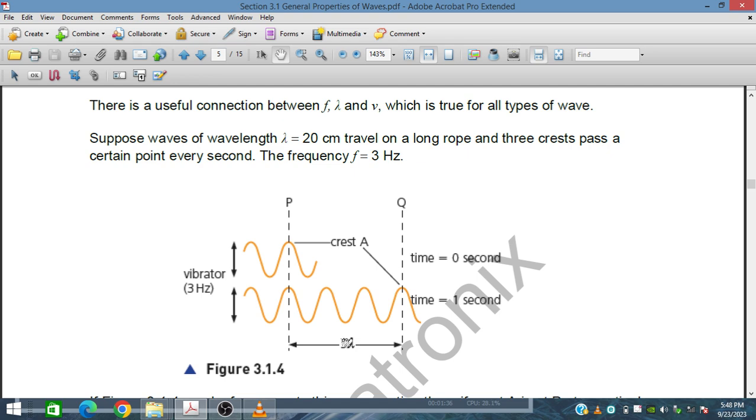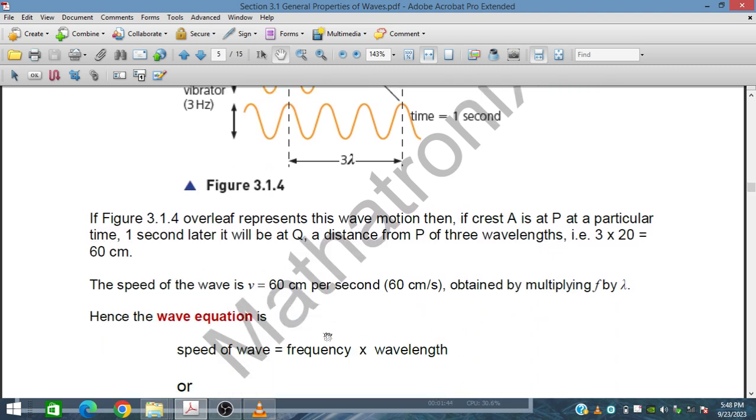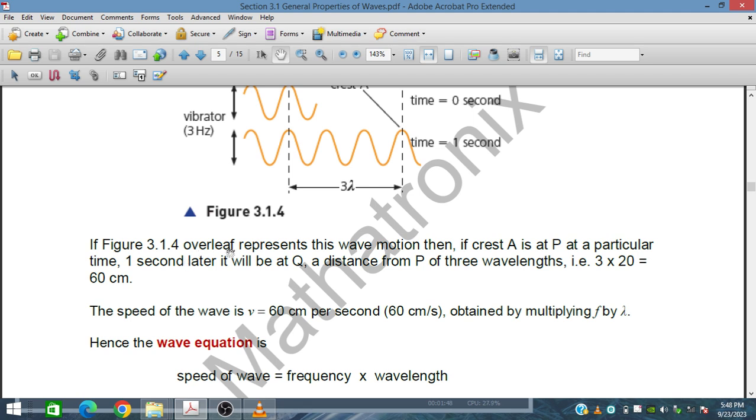So 3 waves, that is 3 wavelengths, means 60 centimeters. So 60 centimeters passes in 1 second. The speed is 60 centimeters per second. So in this figure 3.14 overleaf represents this wave motion.